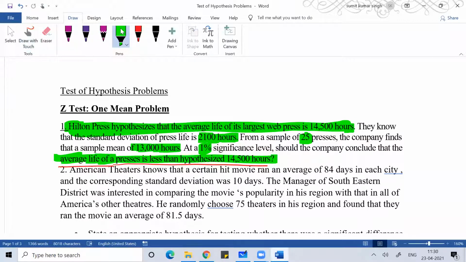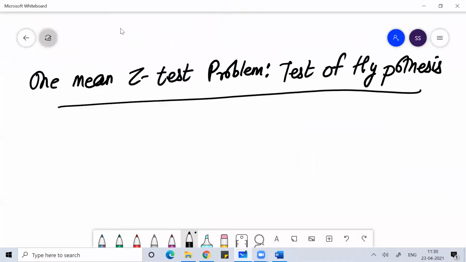So I told you, you do a one tail test whenever you are working on the test of hypothesis and you have to do more than or less than. So when we are solving the problem, first we write a null hypothesis. Here the null hypothesis we write as mu is equal to 14,500 hours, whatever is given. That is the statement of the company. In the null hypothesis, we assume this to be true.